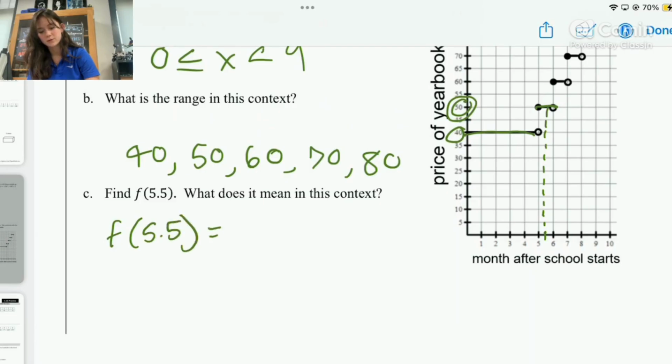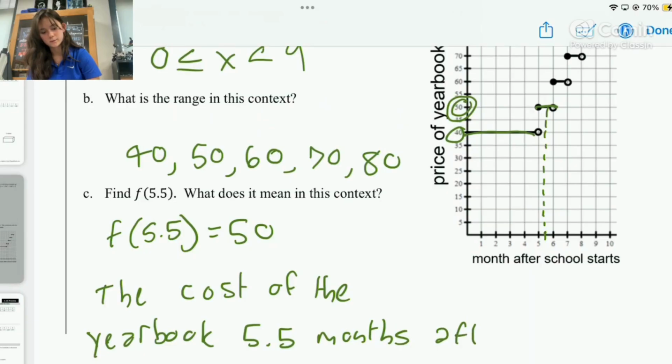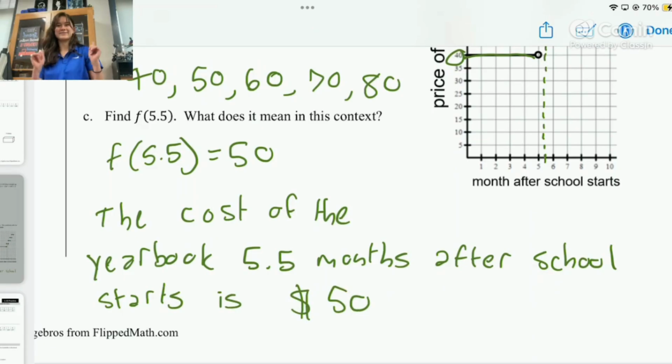5.5 would equal 50, meaning that the cost of the yearbook, excuse my handwriting, 5.5 months after school starts is $50. Yay!